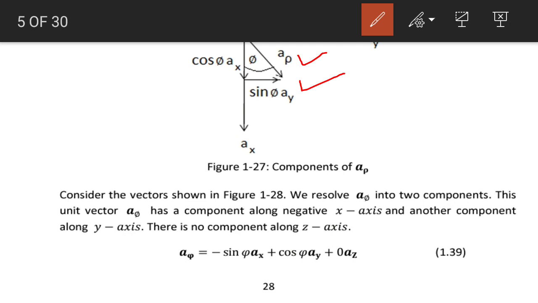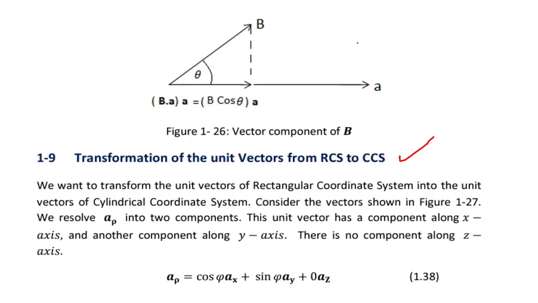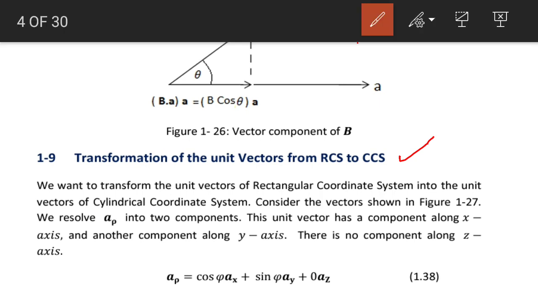So we have resolved this unit vector A rho into two components. The component along x-axis and the component along y-axis. So A rho will be equal to cos phi Ax plus sin phi Ay plus 0 Az. So in equation number 38, we have resolved the unit vector A rho into two components.